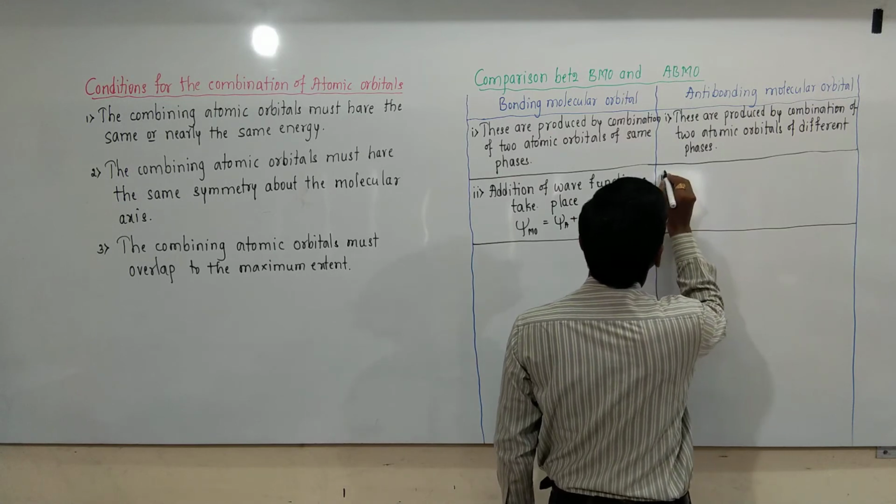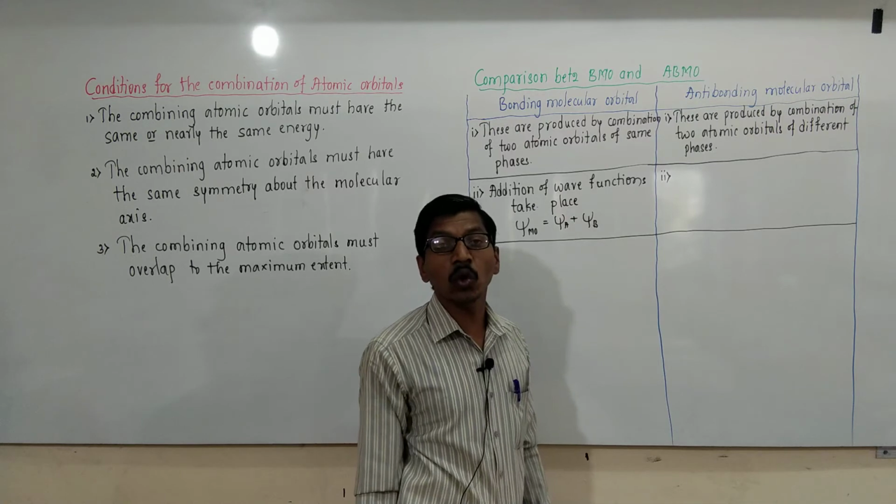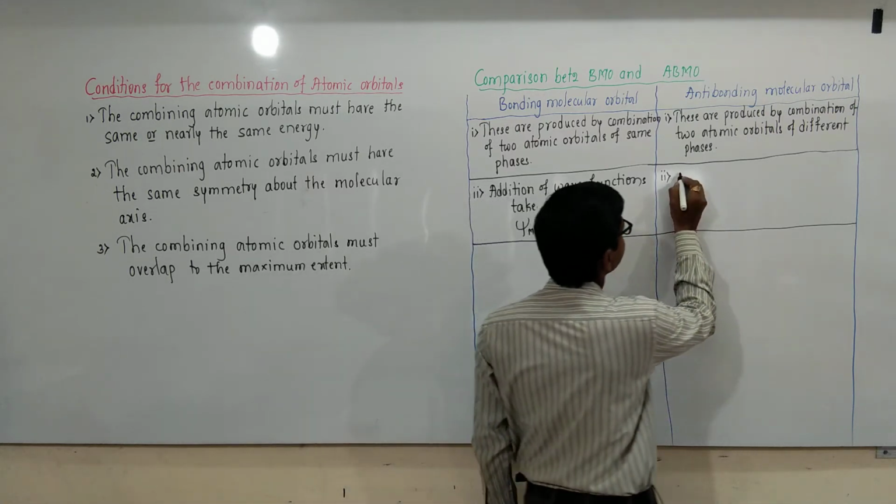Here subtraction of wave function takes place. Psi star MO is equal to psi A minus psi B.